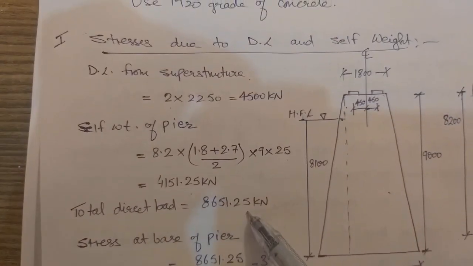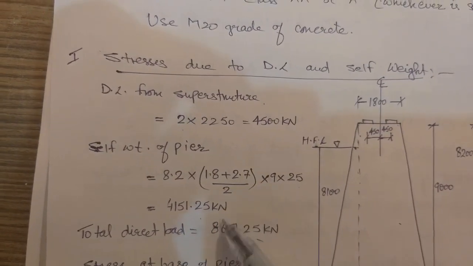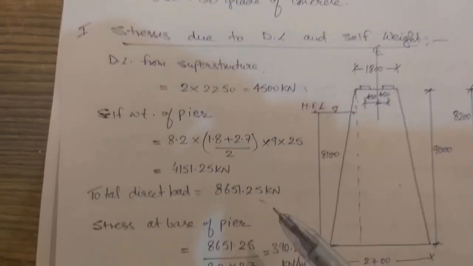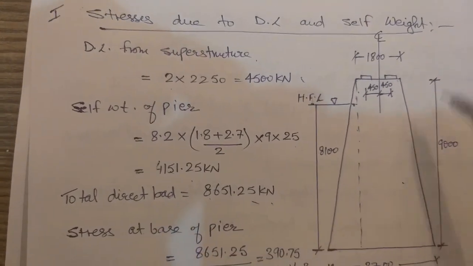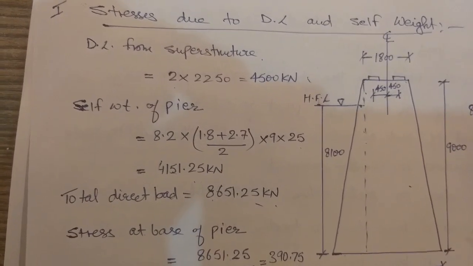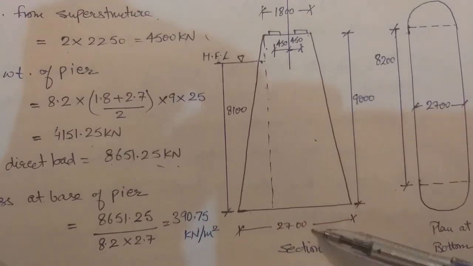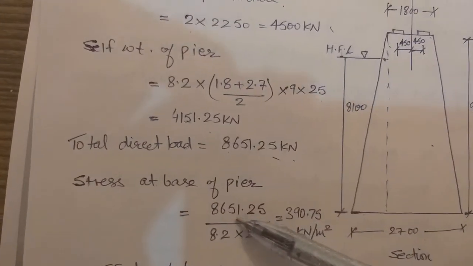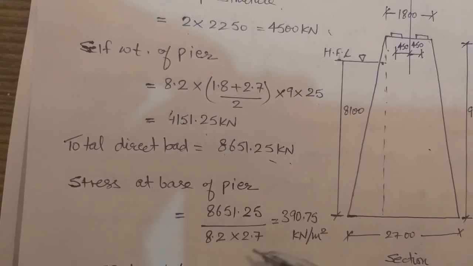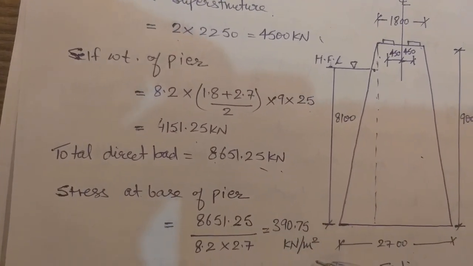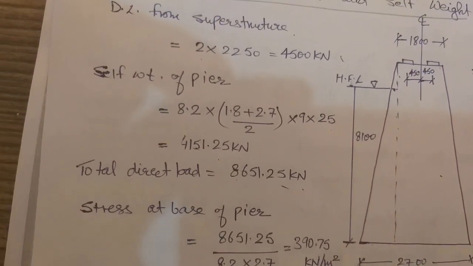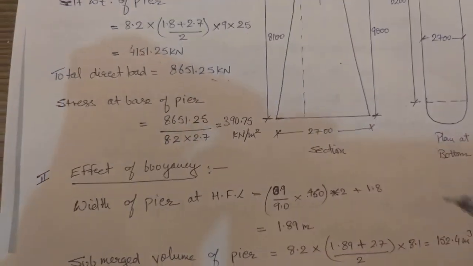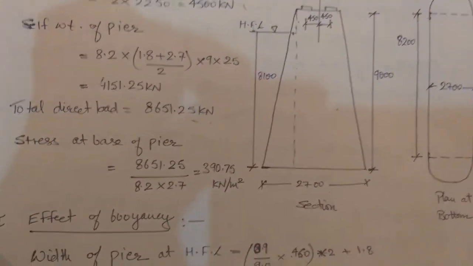Total direct load to be catered is 4500 plus the self weight, that is 8651.25. To calculate the stress, this total load will be taken up by the base, the surface area at the base. The surface area at the base will be 2.7 into 8.2. So 8651.25 divided by 8.2 by 2.7 gives you 390.75 kilonewton per meter square as the stress at the base due to self weight and the dead load. Later on we will calculate the stresses and take the total stresses to compare with the permissible stresses.